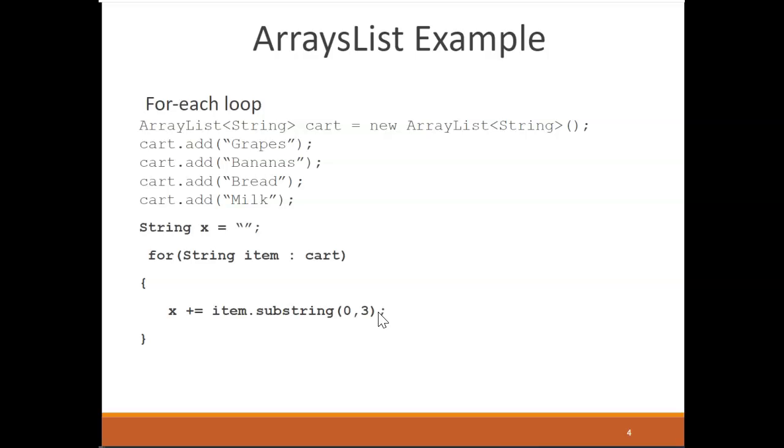Okay, so x is going to contain the first 3 letters of each of the items in your list. So it would contain GRA, BAN, BRE, and MIL at the very end of this.